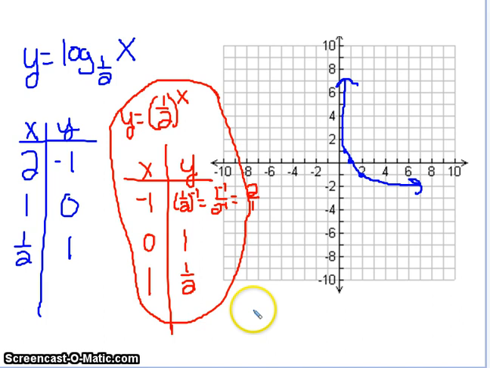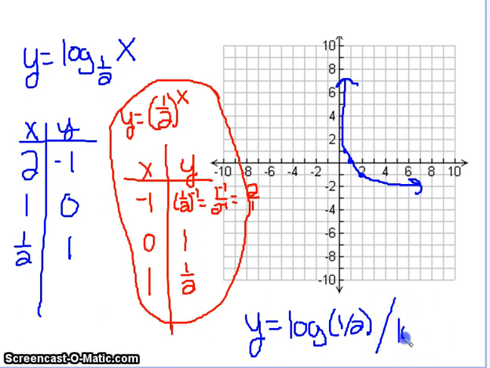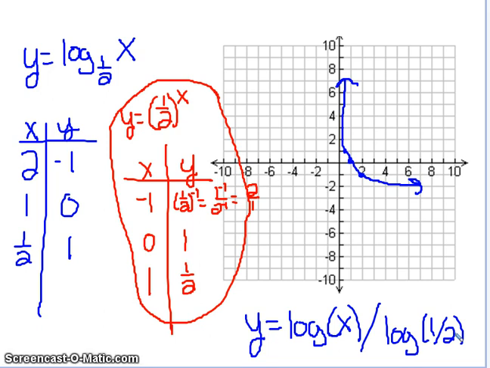If you wanted to put this in your calculator, you are going to have to do y equals the log of... oh, sorry, I did that wrong. It's going to be the log of x divided by the log of the base, 1 divided by 2. Some of you might use a 0.5 instead of the 1/2, but this is what we're looking like. So we are correct.